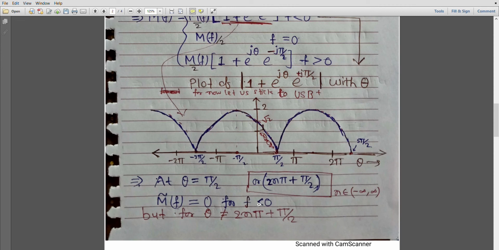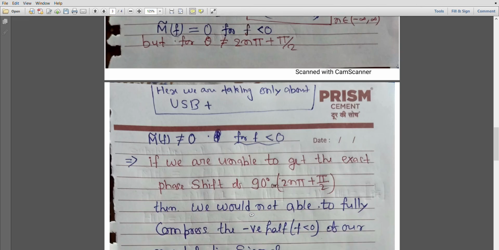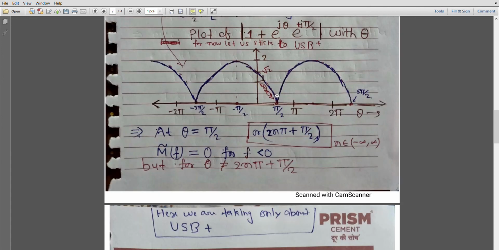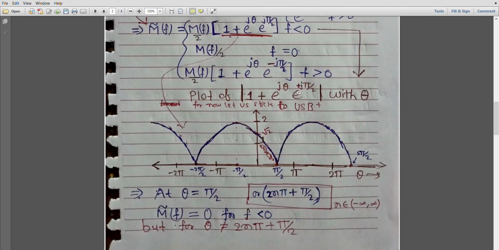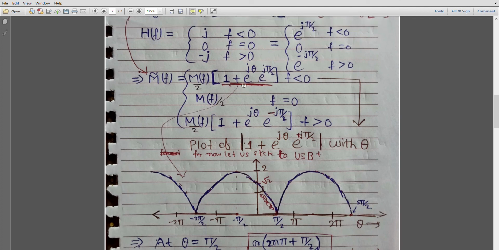But we have a question. My question was, if we could not get theta exactly equal to pi by 2, then what will happen? If our theta is not exactly equal to pi by 2, then our M tilde function will not become 0 for f less than 0. And I told the reason here: for pi by 2 plus delta, this function will not vanish, so the negative frequency component will not vanish.